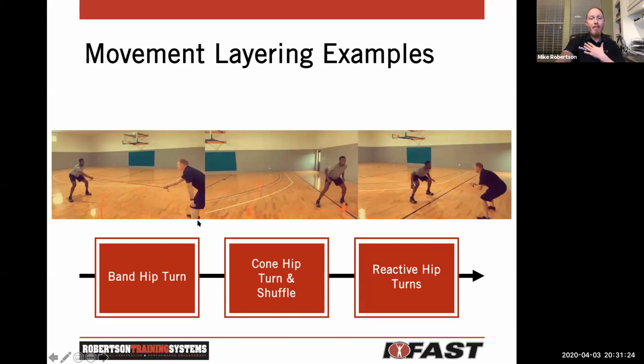So if I can make this work, it's going to be impressive. I've got Kyrie Thomas here, and you're probably going to have to get the sound on that one. But what we have is a three-step approach here. We've got a band hip turn, we've got a cone hip turn and shuffle, and we have a reactive hip turn.